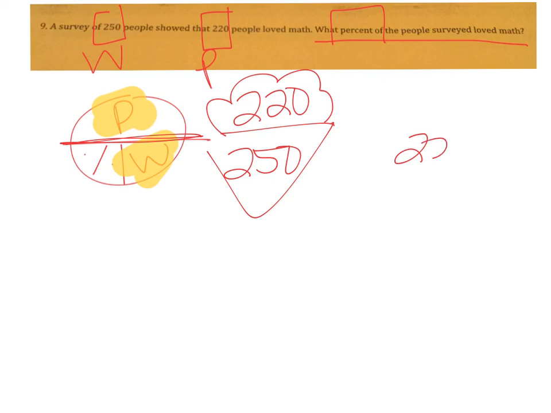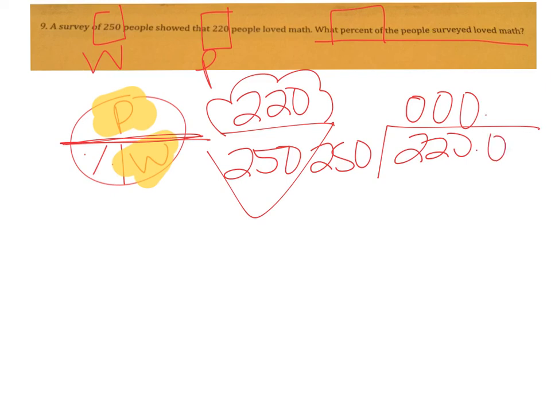So my part is 220, my whole is 250, so we're going to divide here. So 220 divided by 250. 250 does not go into 2 or 22 or 220. So I'm going to add a decimal, bring it up, add a 0. 250 goes into 2,200 8 times. 8 times 250 is 2,000.